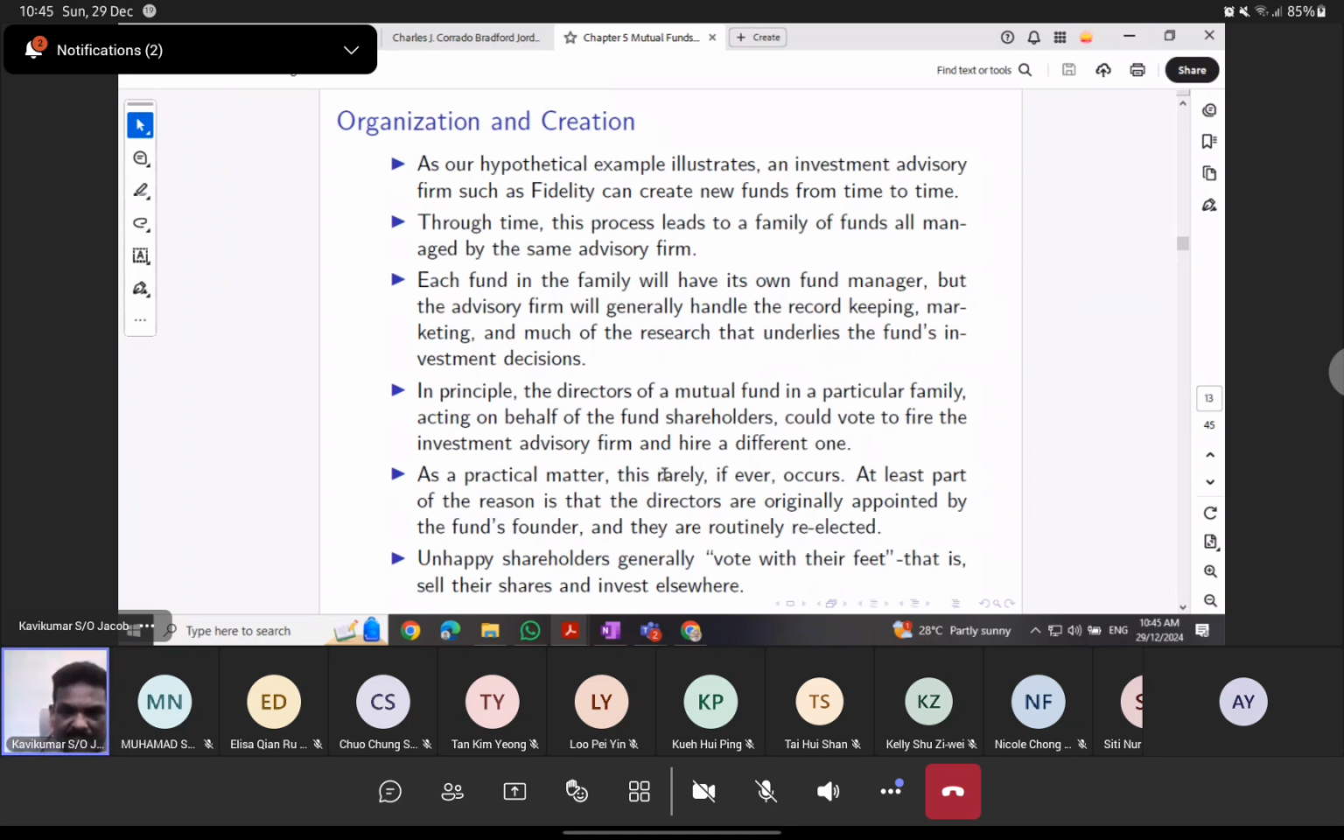As a practical matter, this is very rare, because firing the fund manager or investment advisory firm is very rare. But that is the rule. At least part of the reason is that directors are originally appointed by the fund's founder, and they are routinely re-elected. Unhappy shareholders generally vote with their feet, that is, sell their shares and invest elsewhere. One advantage of mutual funds is that if you are not happy with the shares, you can take back your money and invest in any other project.